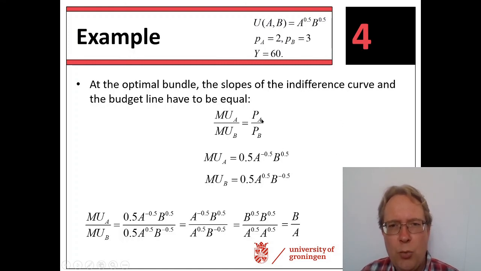What about my price ratio? This thing over here, that's 2/3. So that's that. What do I know? So I know the slope of the indifference curve here. I know the slope of my budget line here. And I know that these two things have to be equal. So B over A has to equal 2/3.